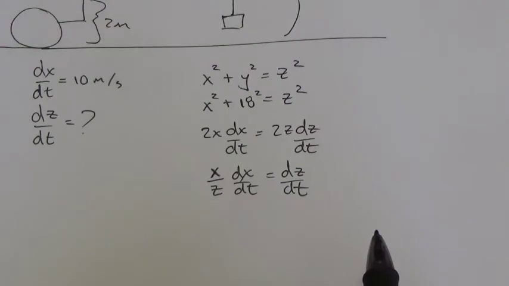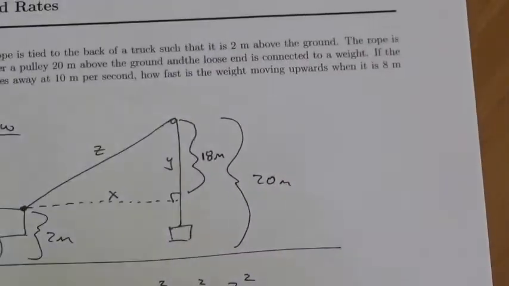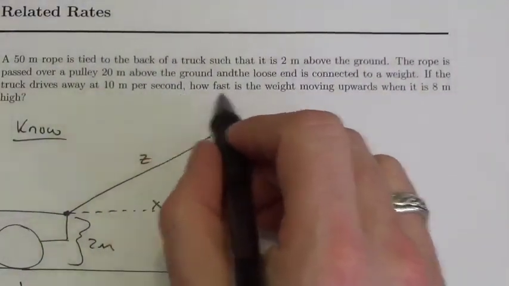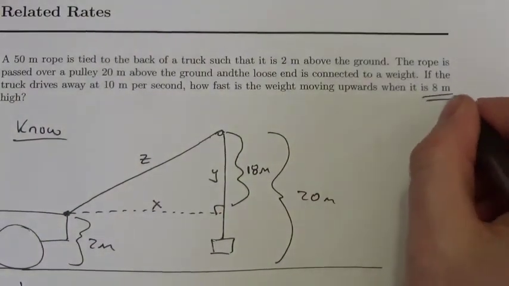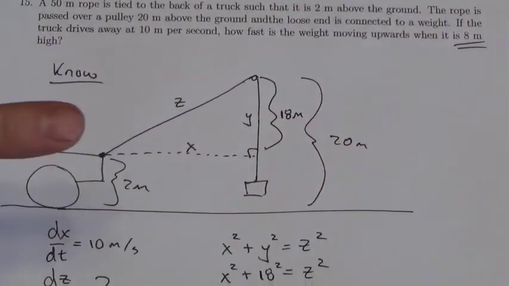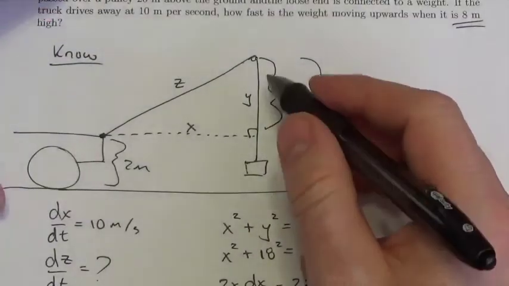What are these values? Well, what did the question say here? Well, it said, how fast is the weight moving upwards when it is 8 meters high? So a little bit more information here. So the weight is going to be up here at 8 meters.